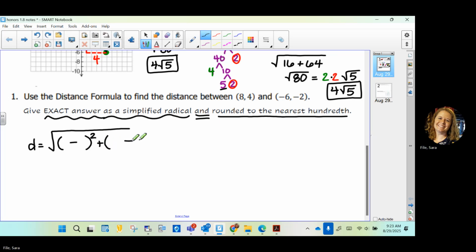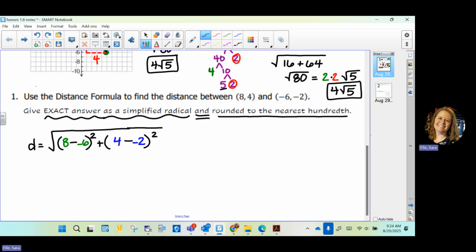Okay, so what are my x's? Does it matter which order I put those x's? No. Okay, so I could do 8 and -6. Now, though, does it matter what order I put my y's? Yes. Okay, once I pick the order, I have to stick with the order. So since I did the 8 first for the x's, I have to do the 4 first for the y's. Everybody good with that? Okay.